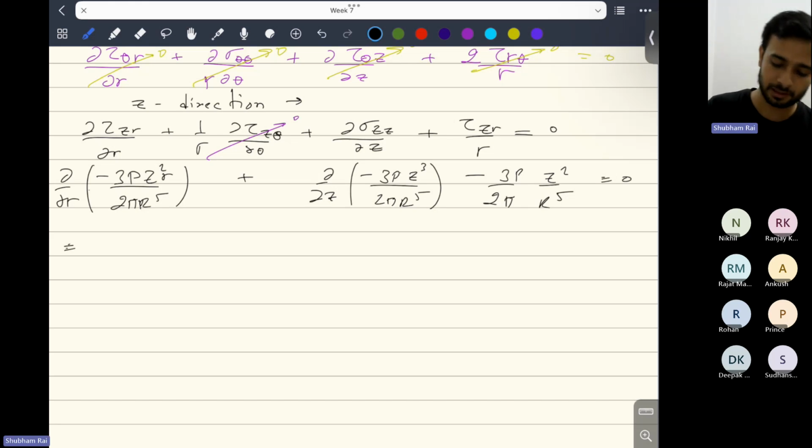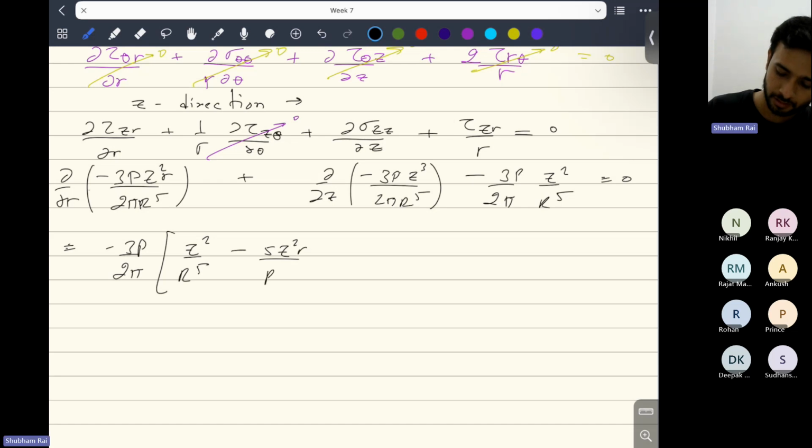Okay. Let us do that. So you have to differentiate. Firstly, I'm taking minus 3p over 2 pi as common. Now if you differentiate the first term, z square over R, z is z and r is r dependent. So firstly, I'm differentiating r, so we'll get z square over capital R to the power 5, plus now r will remain as it is. Actually, it should be a minus, and then 5 z square r over capital R to the power 6. And then here you have del of capital R over del of small r.